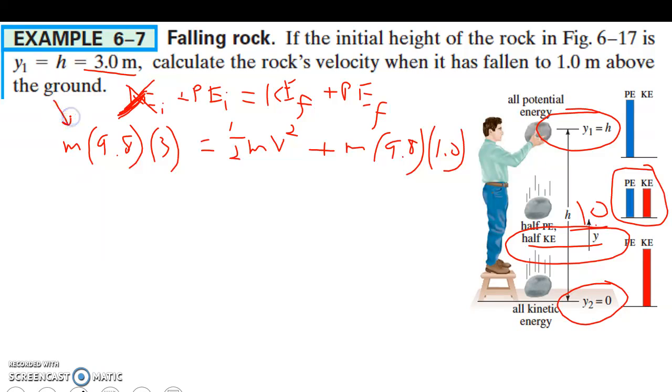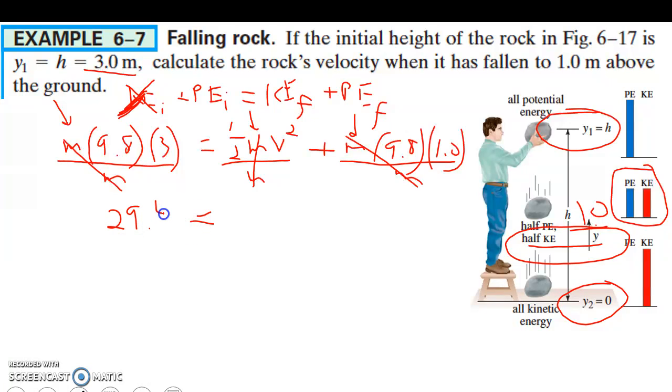Okay, so first thing I want to do is look. I got m in each of these groups, in each of these situations. So if I divide both sides by m, which I can do algebraically, all right. Divide by m, divide by m, divide by m. Masses all cancel. Now my math is this. So I got 29.4. I got 1/2 v squared plus 9.8.